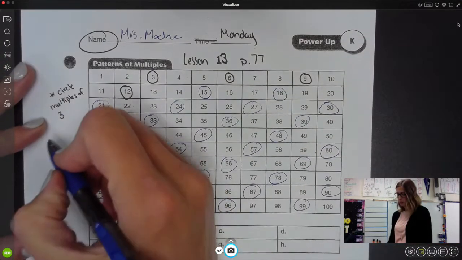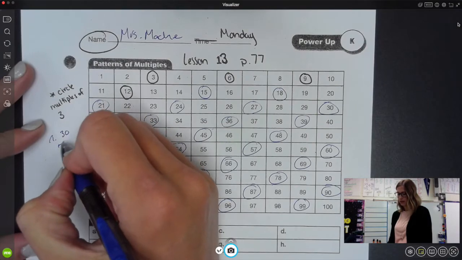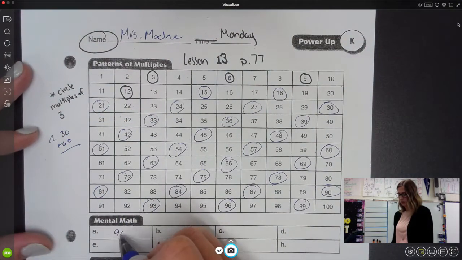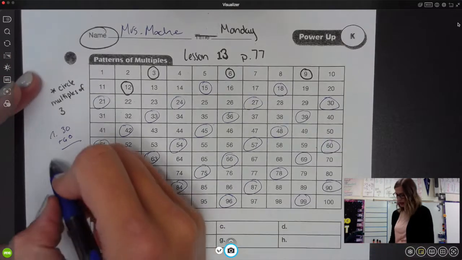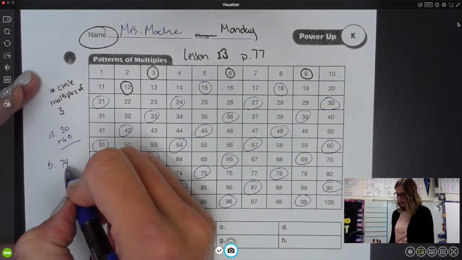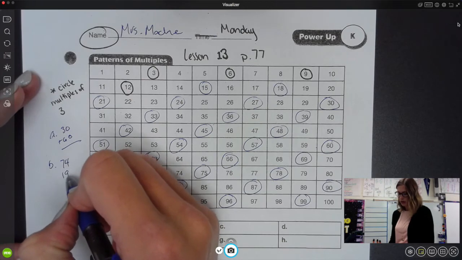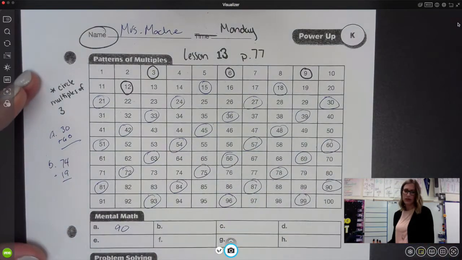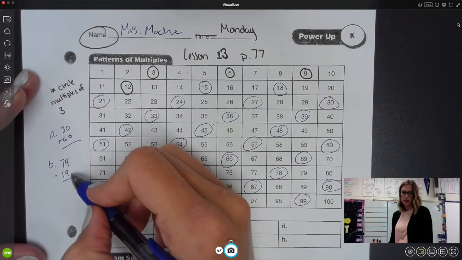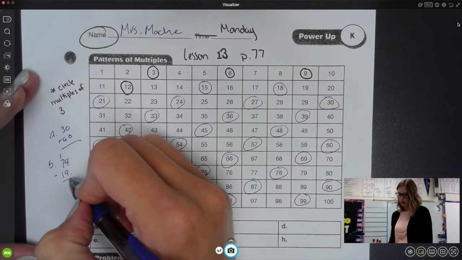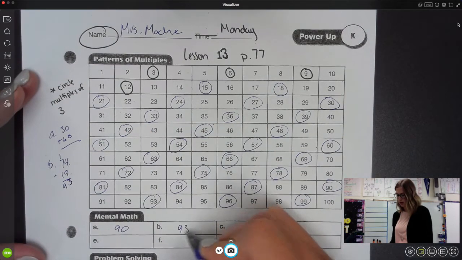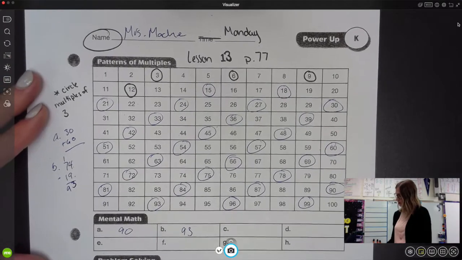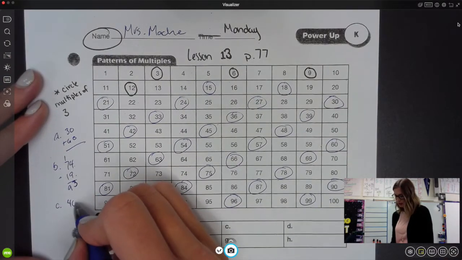A says 30 plus 60. Well, I know 3 plus 6 is 9, so 30 plus 60 is 90. B, 74 plus 19. I know 74 plus 20 would be 94. So 74 plus 19, one less, should be 93. Let's double check. 4 plus 9 is 13. 1 goes up. 3 comes down. 1 plus 7 is 8. Plus 1 more is 9. Yep, we get 93.